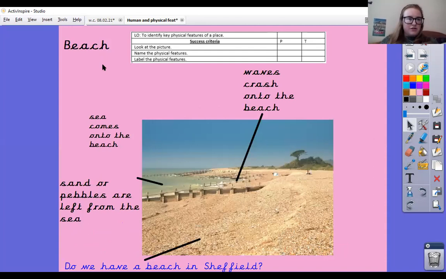So our first physical feature is a beach. What is a beach? Well, a beach, we can see a picture of it here, has sand or pebbles left from the sea. So on the floor of the beach, on the ground, it's going to be sand or pebbles. Sand is very fine and pebbles are very small rocks. So on the floor we might find sand and pebbles.